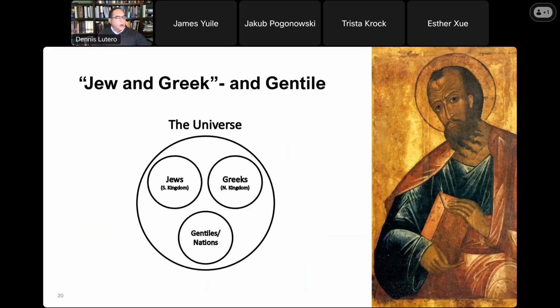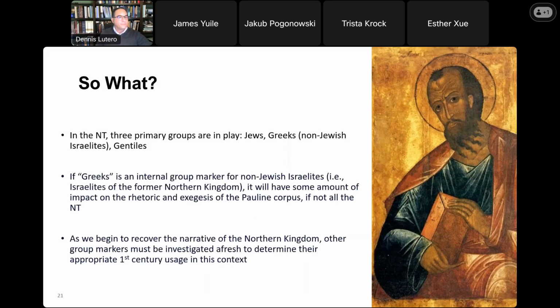Thus, to represent all people, we need not two, but three group markers: Jews, Greeks, and Gentiles. In conclusion, in addition to recognizing that there are three primary subsets of people in the New Testament, we need to re-examine our exegesis of the term Greek throughout the New Testament. Also, I suggest that as we do this, there are other group markers that may warrant a re-examination as intra-Israelite differentiators, as opposed to universally applied terms.